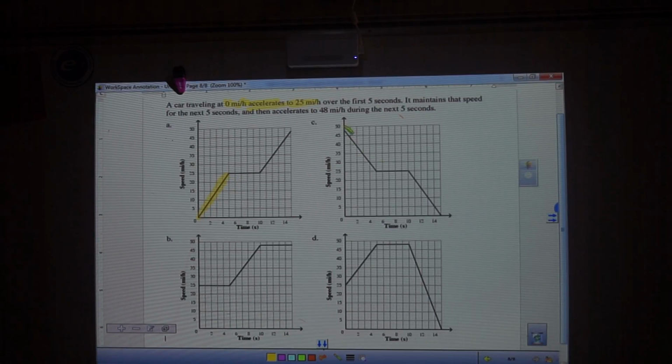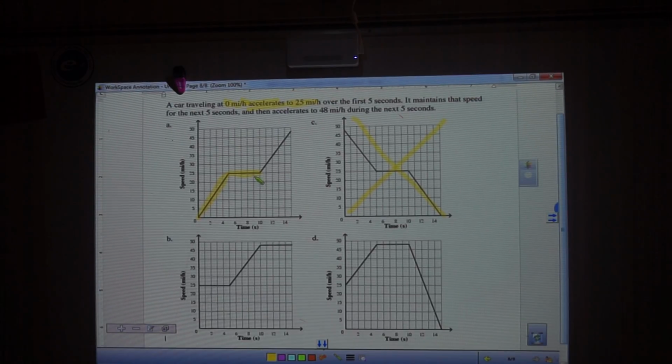Okay, I go here, and this is going down, so I'm like, definitely not it, because I'm accelerating. I'm starting at 0 and going to 25. All right, so let's go back to this one and see if it continues to work. It maintains that speed for the next 5 seconds. So maintains means it's just going to stay at that same rate. Does that look like it's staying at that same rate? Yeah, there was no change there.